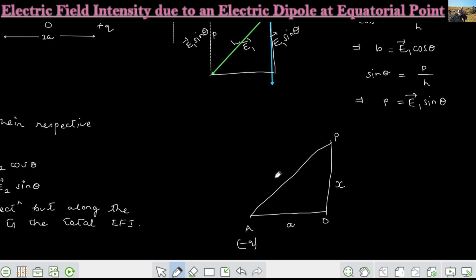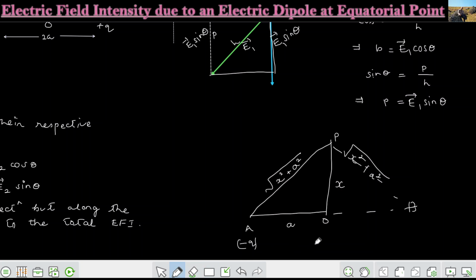So using Pythagoras theorem, what will this distance be? This distance will be x squared plus a squared. It is very clear. You have to use Pythagoras theorem. Similarly, along this direction, with respect to point B, this hypotenuse, this distance PB also will have the same value, x squared plus a squared.